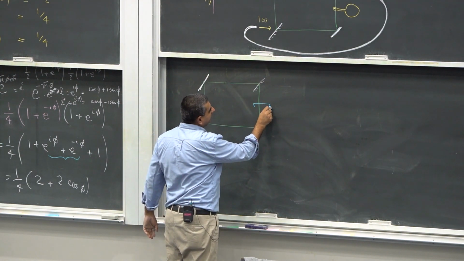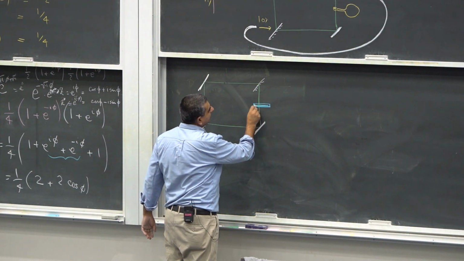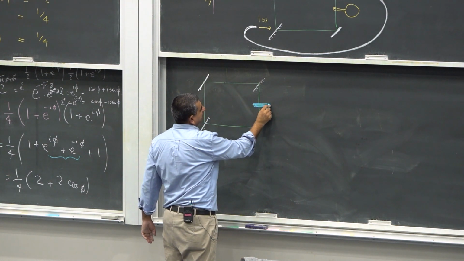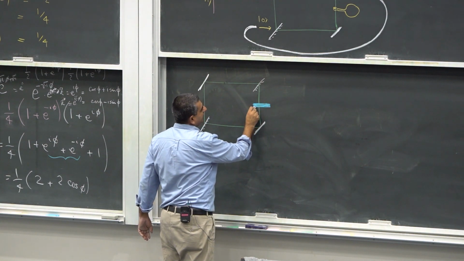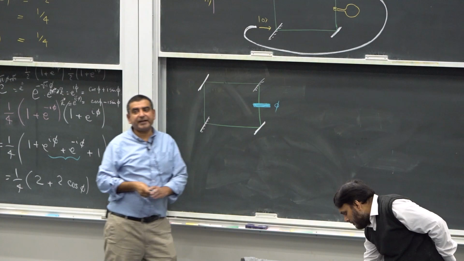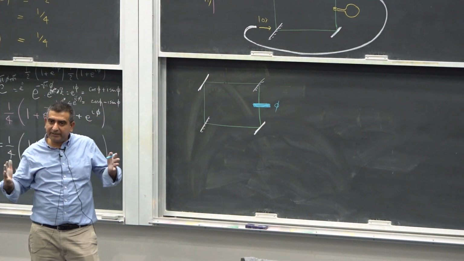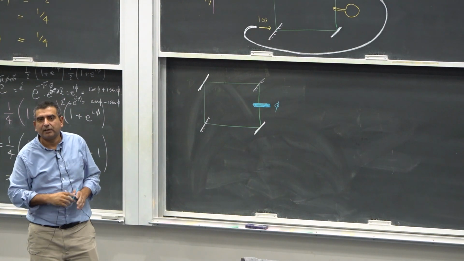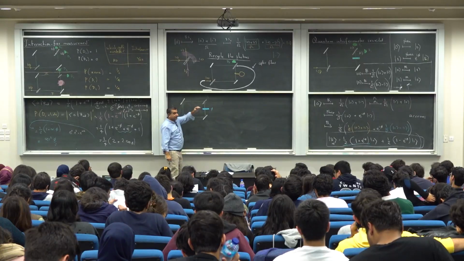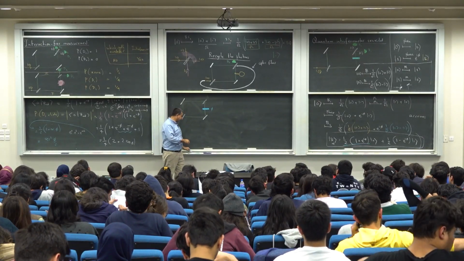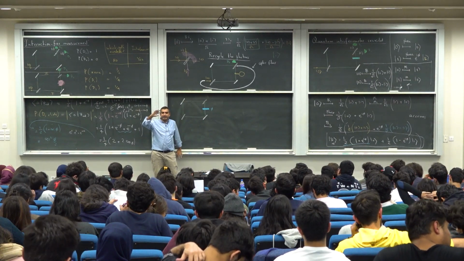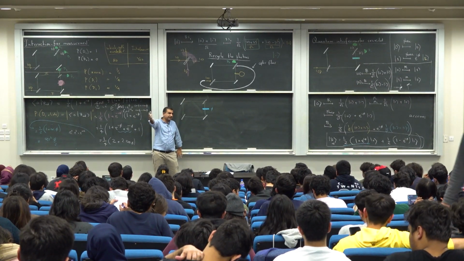So now I have a phase plate in one of the paths, and this phase plate introduces a phase difference phi between the two paths. Normally this would be a balanced interferometer. If this were a balanced interferometer, interference would take place and one of the detectors would click.